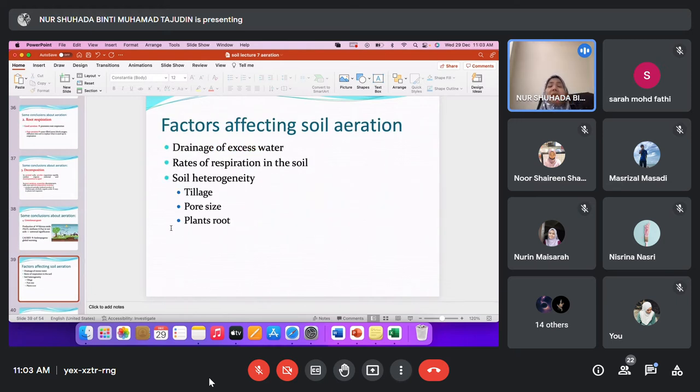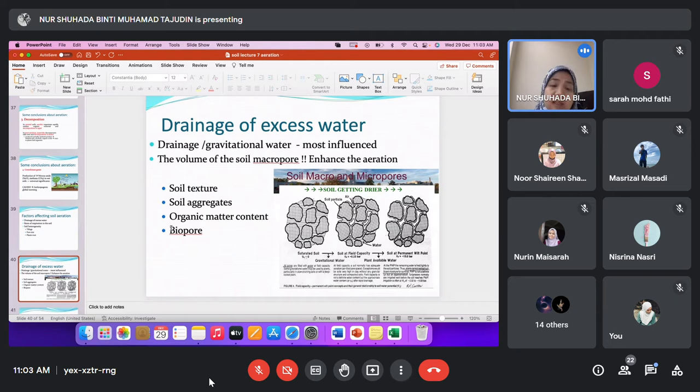Okay, so what are actually the factors affecting soil aeration? Okay, of course, drainage of excess water. Okay, rates of respiration, like the fish in the aquarium earlier. Is it sufficient to sustain that number of organisms living in the soil or not? Okay, and the soil heterogeneity, meaning the characteristics of the soils. So drainage of excess water is governed by the texture, soil aggregates, and also organic matter contents, where good soil infiltration and water percolation will enhance the availability of oxygen in the soil. Okay.